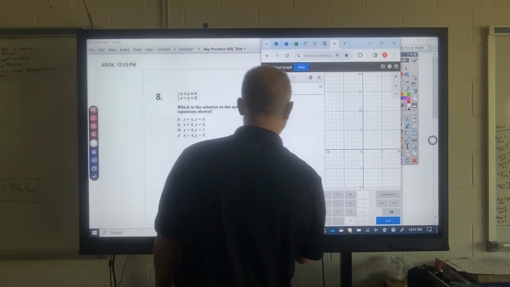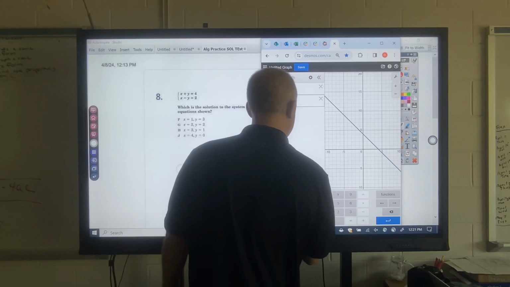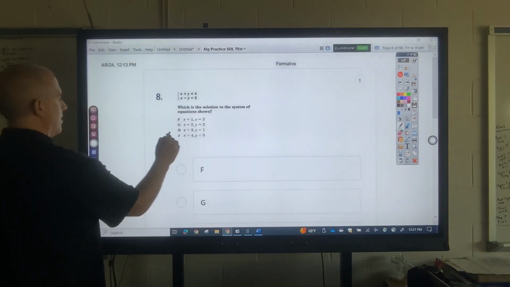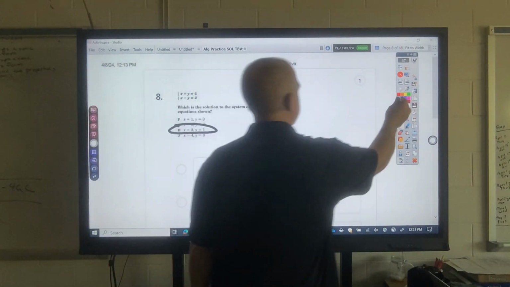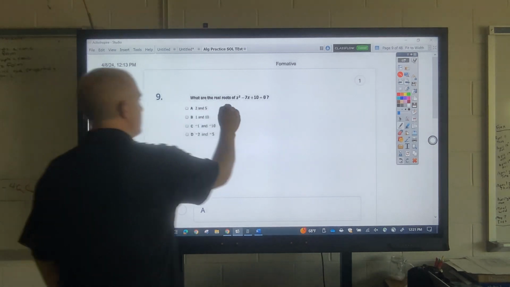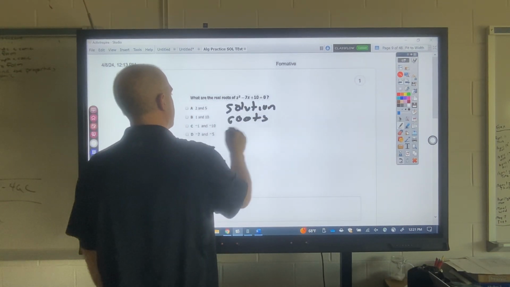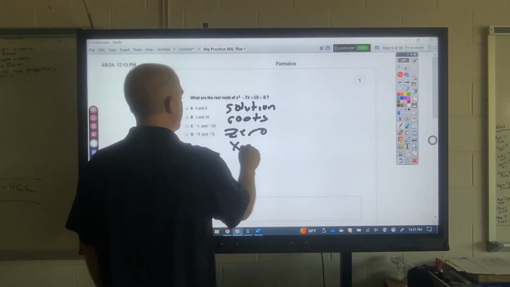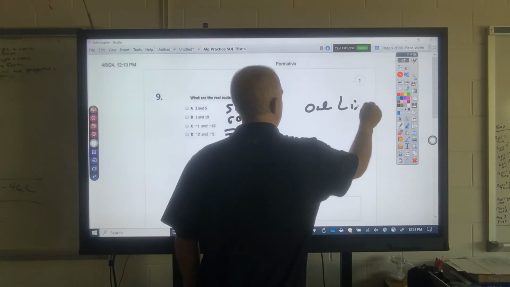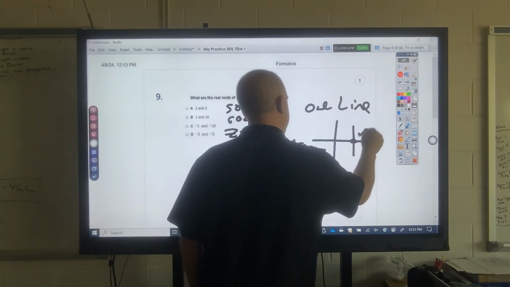X plus y equals 4, x minus y equals 2. Where does it cross? It crosses at 3, 1. That would be letter H. Next question should be question 9. What are the roots? Anytime you see solutions, roots, zeros, x-intercepts, and there's 1 line, we're looking for where it crosses the x-axis.